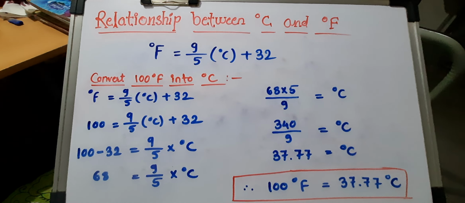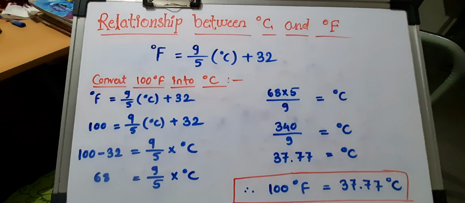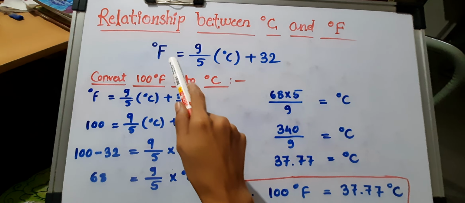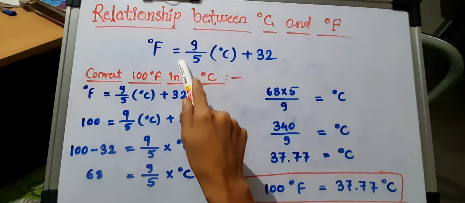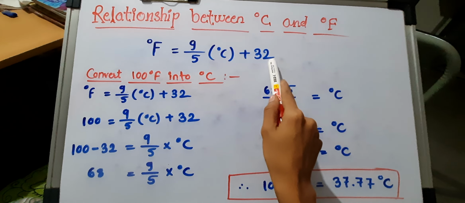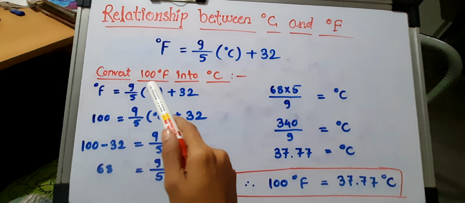Hello everyone. So today in this class we are going to discuss the relationship between degree Celsius and degree Fahrenheit. The relation is degree Fahrenheit is equal to 9 by 5 into degree Celsius plus 32. So let us solve one example.